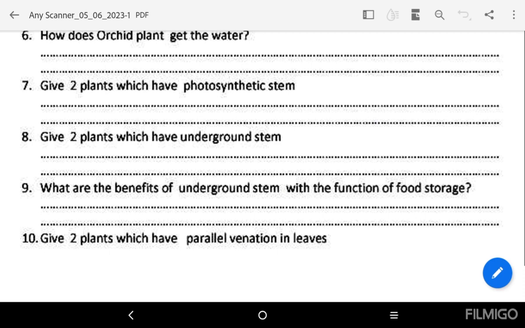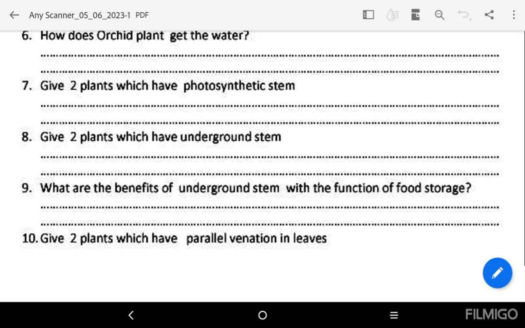During the adverse season, the aerial parts of the plant get destroyed, but the underground stem survives. During the favorable season, new sprouts or new plants come out from the underground stem using that stored food. So the benefits of underground stem with the function of food storage are perennation and vegetative propagation.